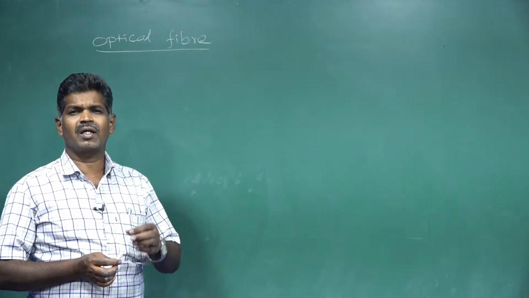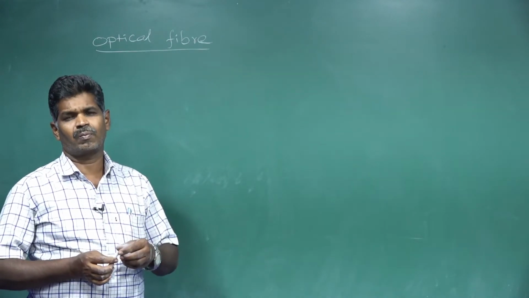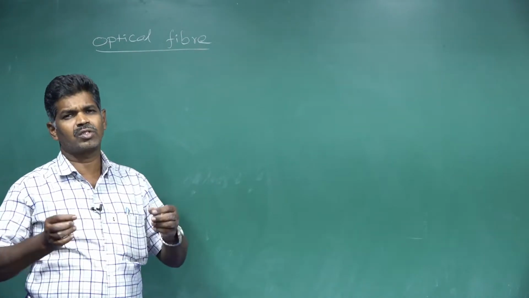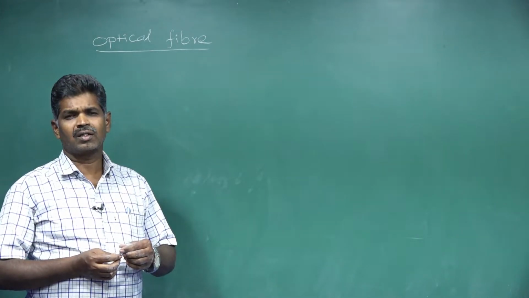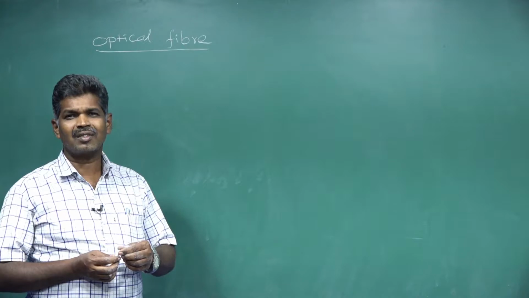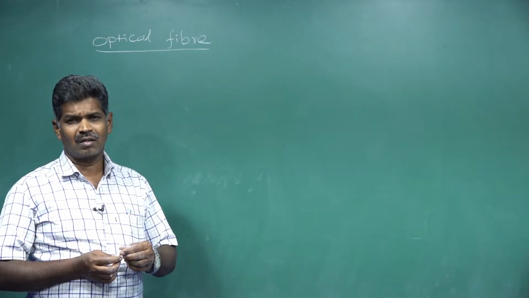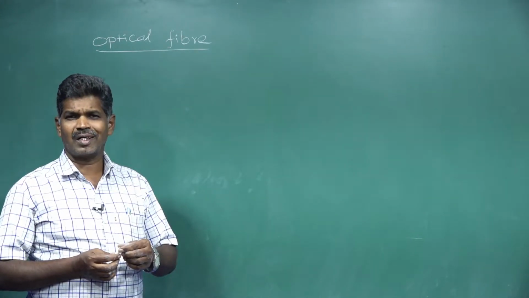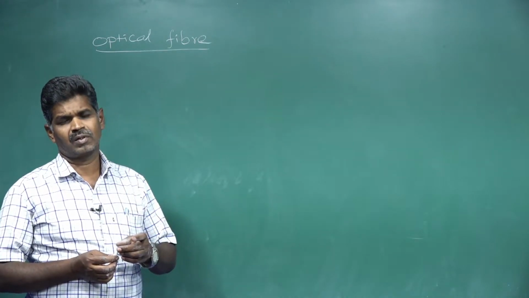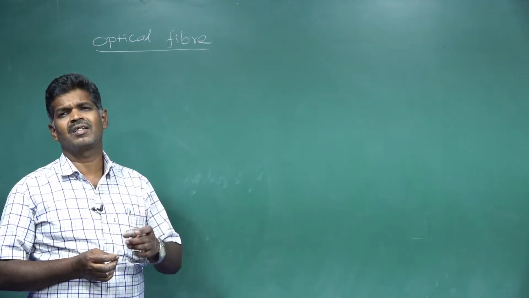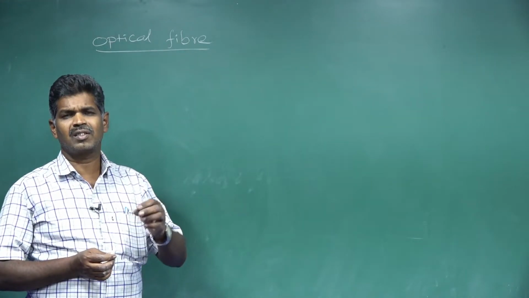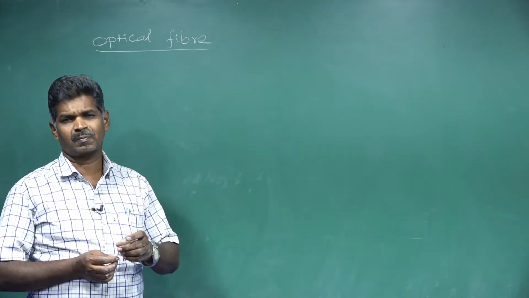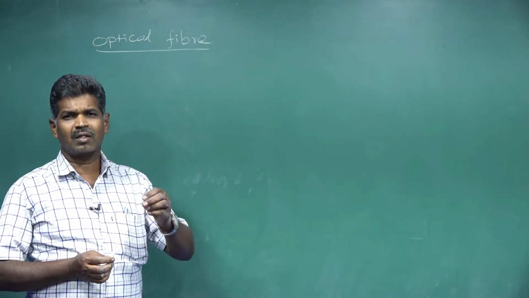Then what material are these optical fibers made of? An optical fiber is made of glass or plastic, in a cylindrical shape. The size is very thin, in the order of less than a millimeter.